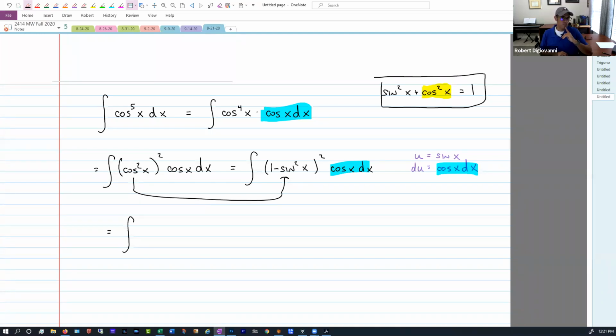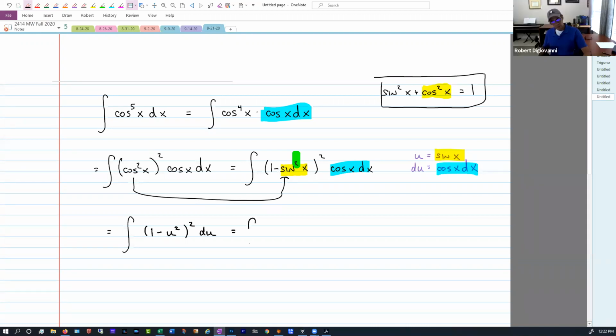Do you know how this integral will be rewritten? We're replacing sine with u, right? We're replacing cosine x dx with du. It would be 1 minus u squared, and then all of that is still squared, to the second power. Don't forget that squared there. And then cosine x dx is just your du.